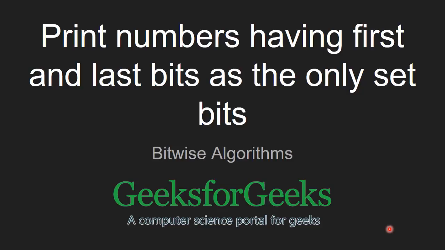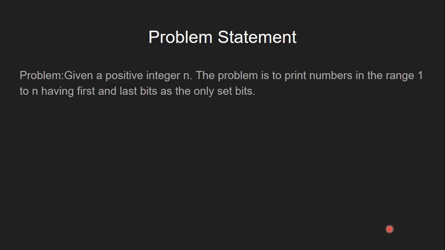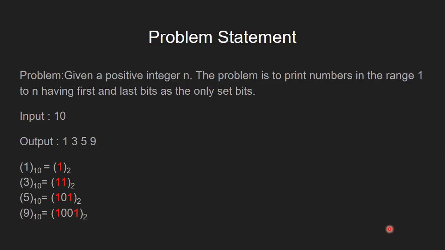Today we are going to see another problem: print numbers having first and last bits as the only set bits. The problem statement is, given a positive integer n, the problem is to print numbers in the range 1 to n having first and last bits as the only set bits. For example, if input is 10, the output is 1, 3, 5 and 9.